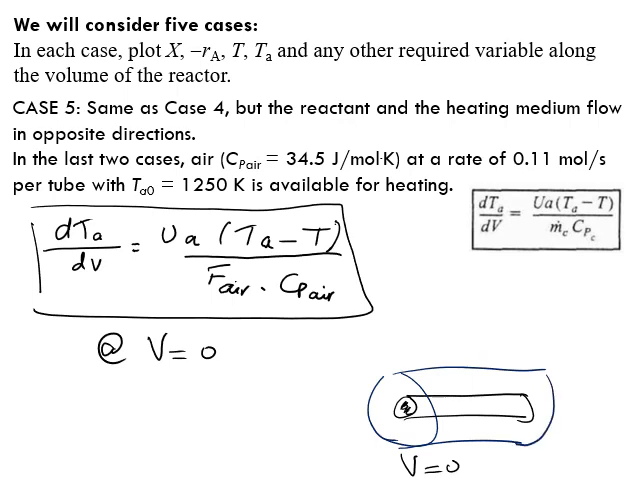Okay. You know that the reaction mixture is entering the reactor at V equals 0. But the heat transfer fluid is coming from the opposite direction. And I know that it's entering from the opposite end, where V equals V final.